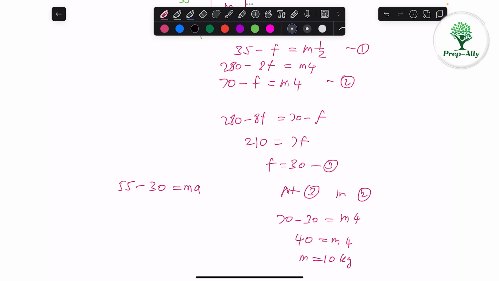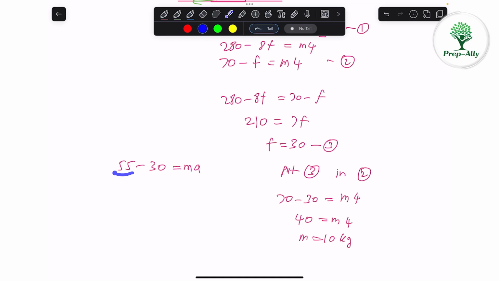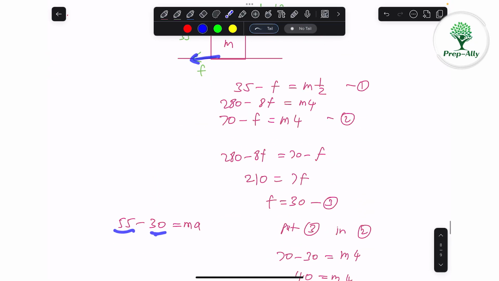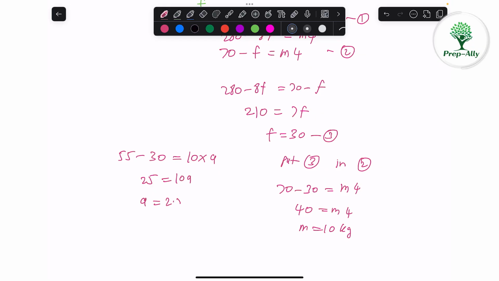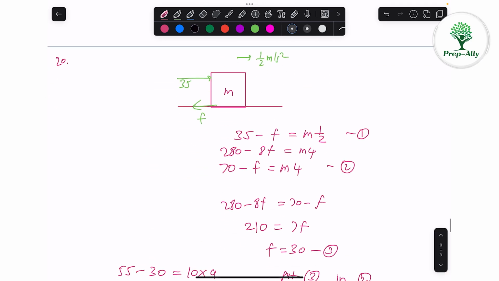Now in the question it says the force is 55 newtons and the friction will still be 30 because the kinetic friction is constant, is equal to mass, 10, into acceleration a. So it will be 25 is equal to 10a and acceleration is 2.5 meter per second square. That means option number C is correct for 20.